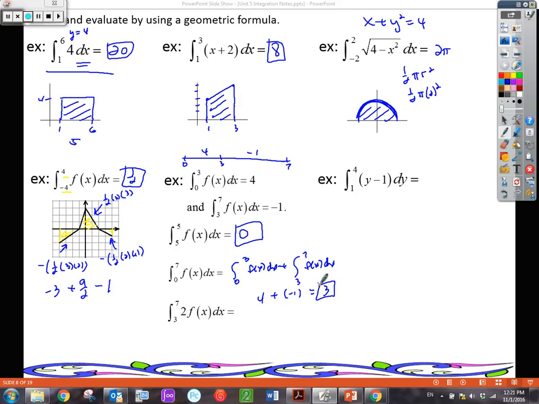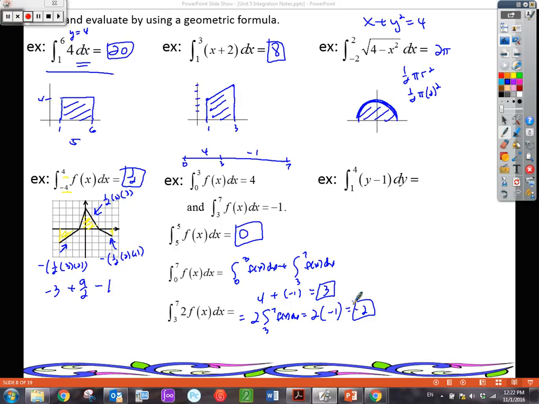The last one, they're asking, so this is a little weird. We have this 2 in here, but we're going to use a rule, right? We don't have many rules. We're going to use them when we can. So we're going to take the 2 and pull it outside. So this is the same thing as 2 times the integral of 3 to 7 f of x dx. So it's 2 times, and we know the integral from 3 to 7 of f of x dx is -1. So that gives us a -2. Okay, how are we doing?